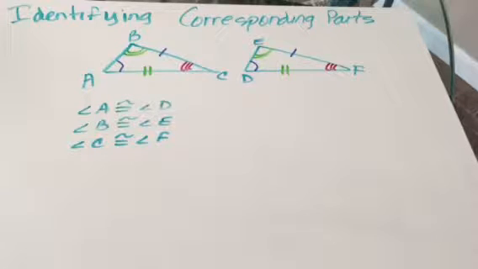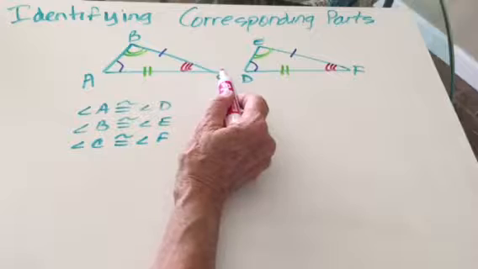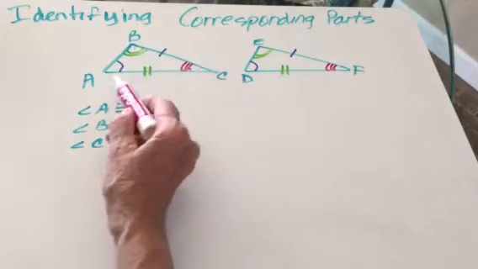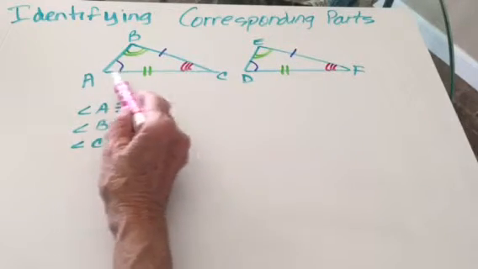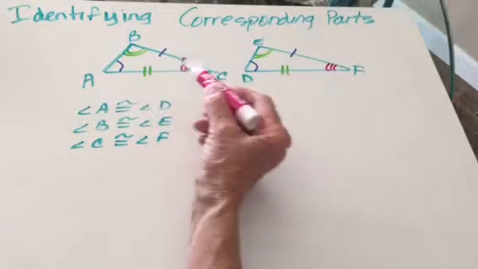I know that this side, BC, is congruent to EF. I know that because there's 1 and 1. Here there's 2 tick marks. AC is congruent to DF because they both have 2 tick marks.